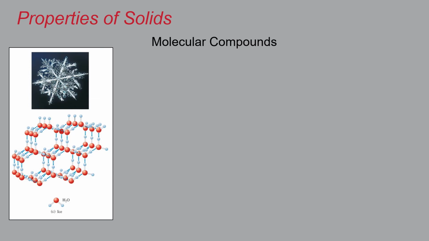Molecular compounds, on the other hand, are the next step we're going to talk about. And these are compounds that exhibit the intermolecular forces that we've actually been talking about. So this includes most substances that have covalent bonds, and also most elements that are not metals. But generally, things that are held together by covalent bonds.